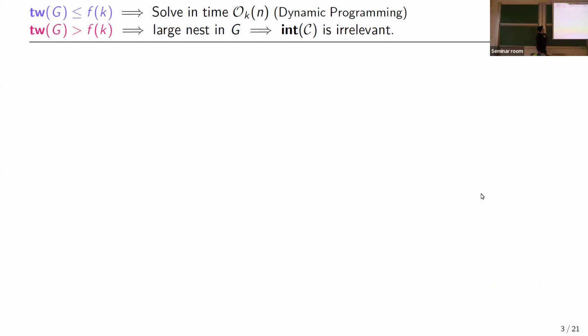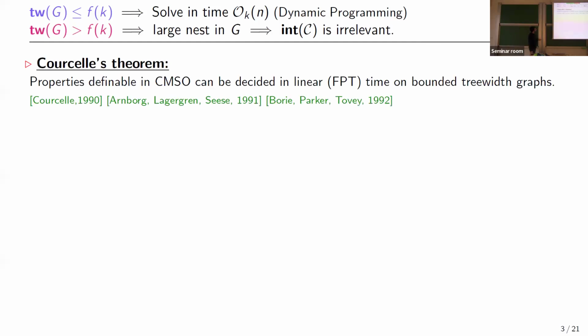So this is the idea: small treewidth, I solve the problem; large treewidth, I remove irrelevant vertices. Here, I didn't give the definition of treewidth, and in fact, you don't really need it to understand what's happening. What you need to know is that if I have bounded treewidth, I can solve a bunch of problems using dynamic programming.